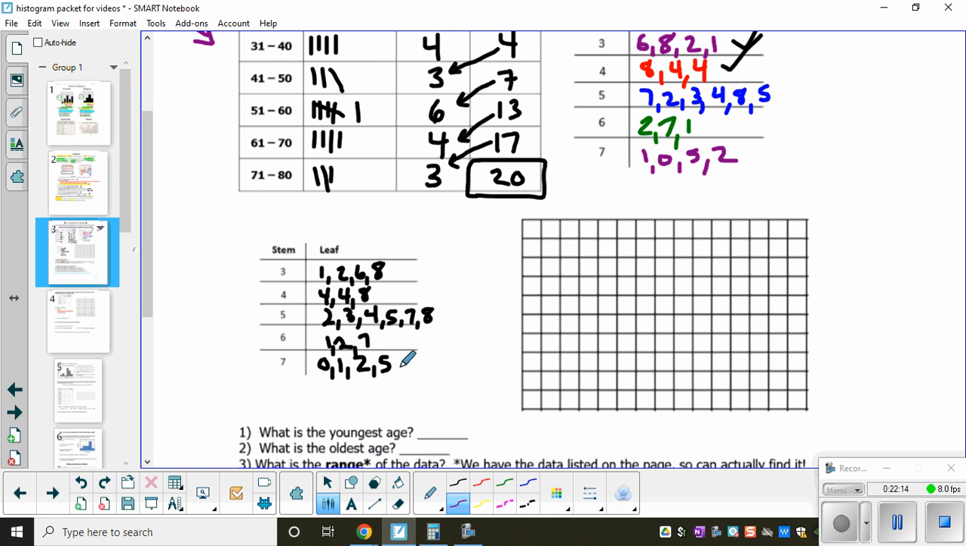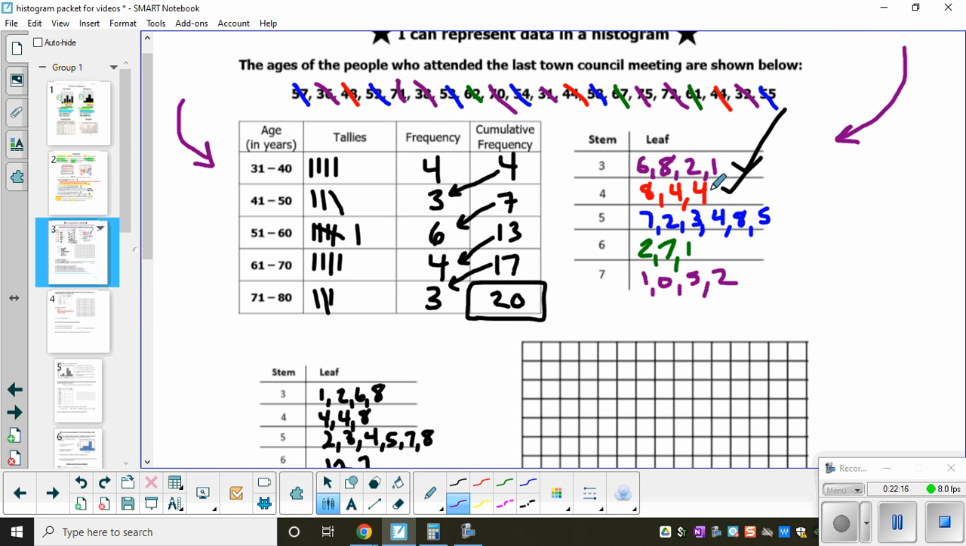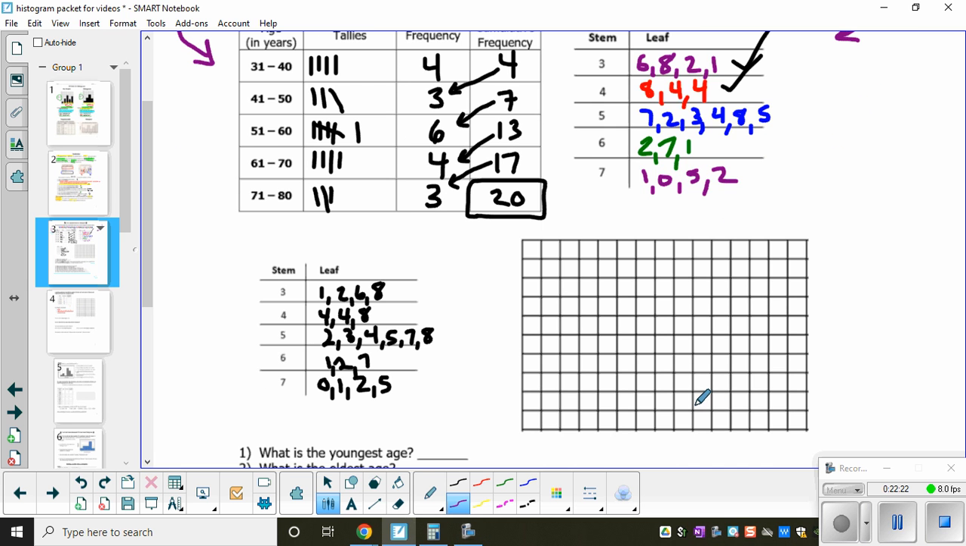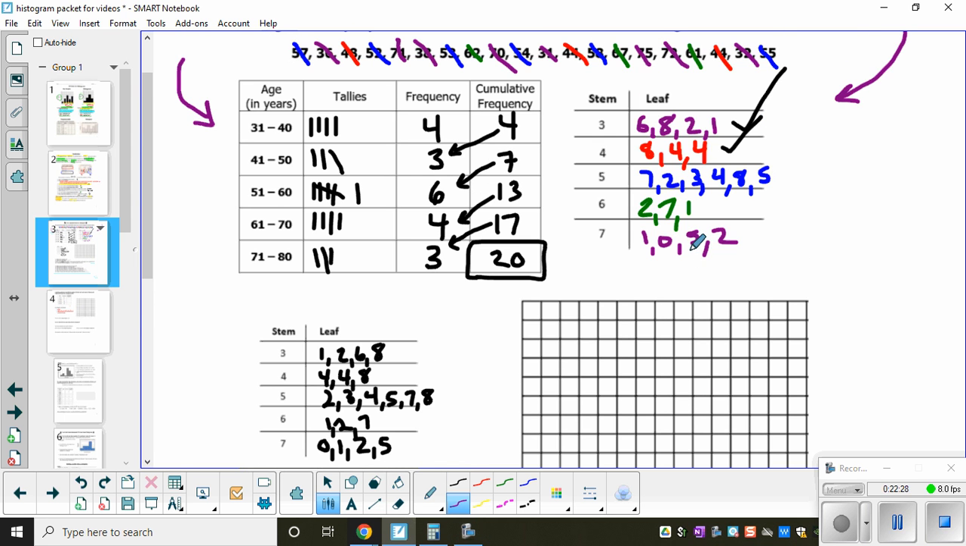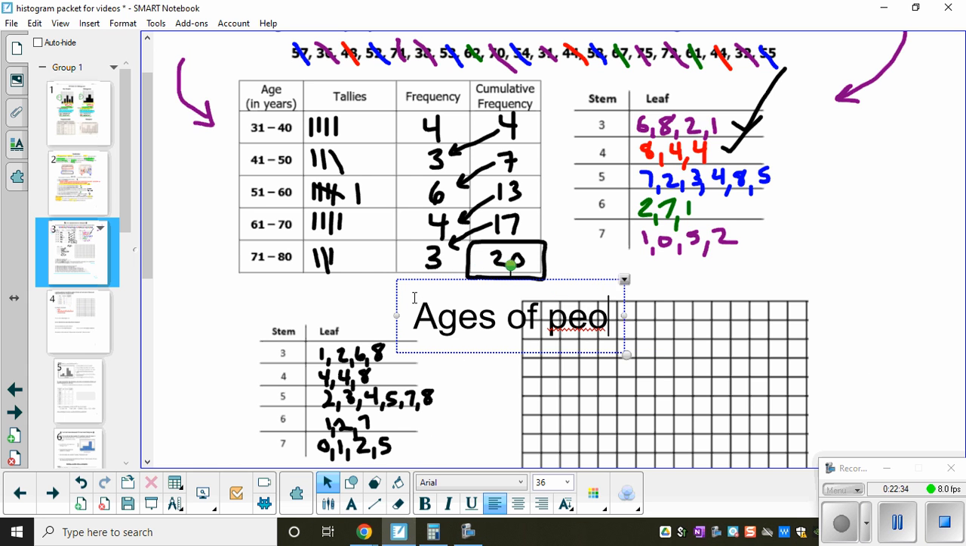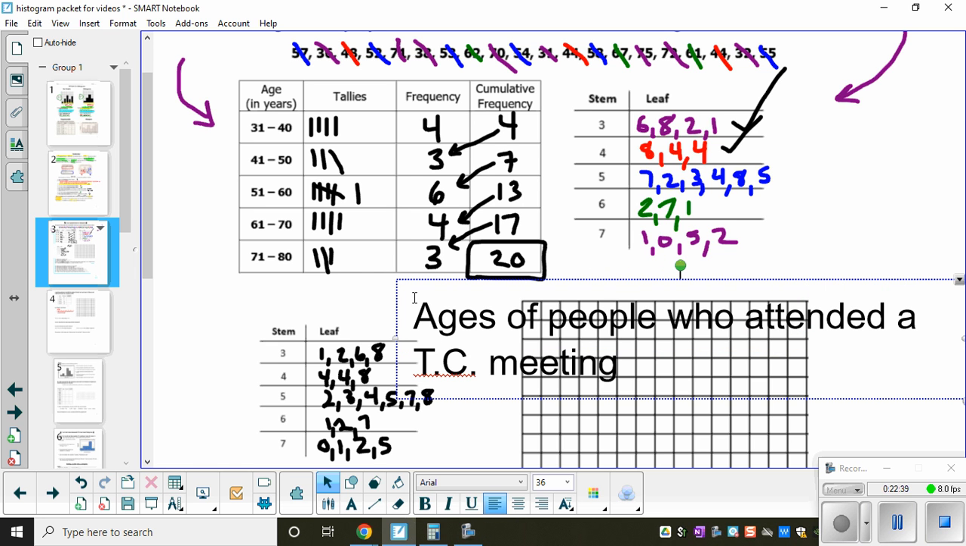All right, so what we want to do now is take the data that we've organized into the frequency table and the stem and leaf plot, and build a histogram. Now, when we build a histogram, the first thing I want to point out that we need to have is a title. So the title of this we can put, I'll type it in here. I'm going to put the ages of people who attended a town council meeting.